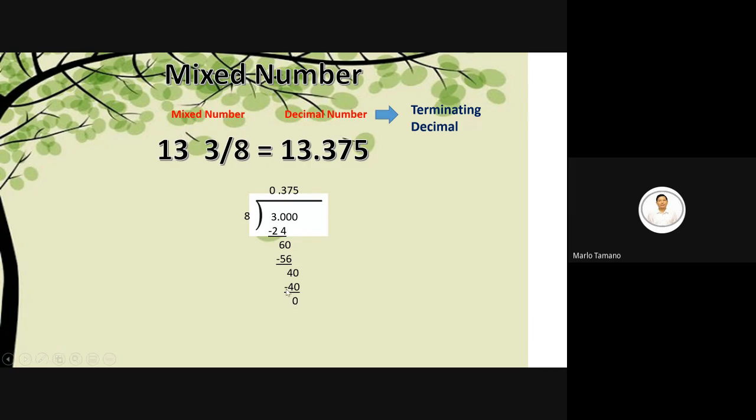Okay? Now, as you can see, 13.375. And still, this is a terminating decimal. So, when we say terminating decimal, it has an end. Understood? Have you seen a number that goes on continuously without an end? That is what we call non-terminating. It has no end. Okay?